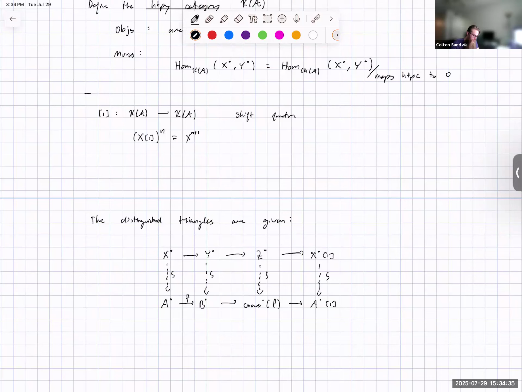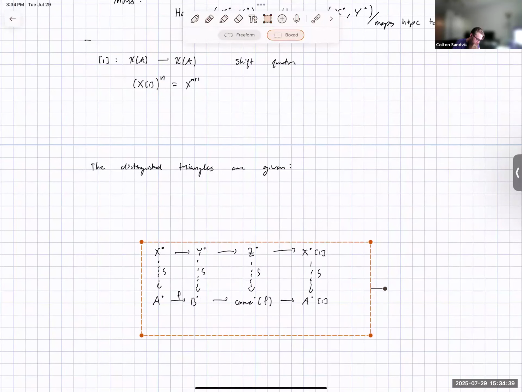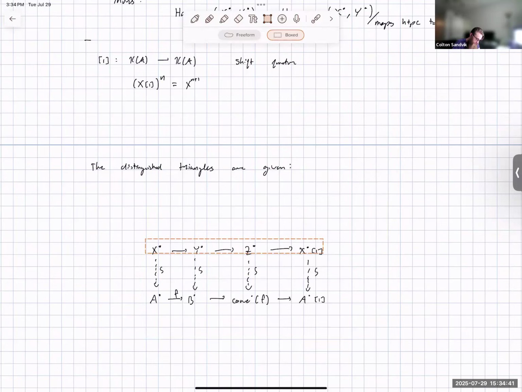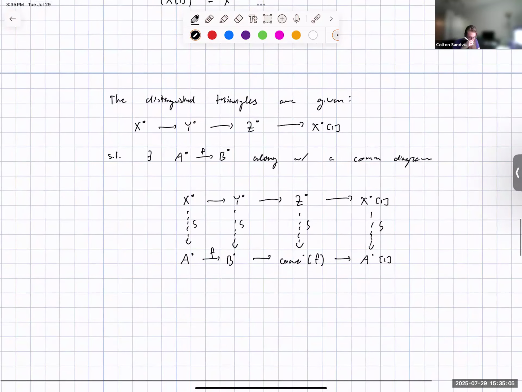Okay, so I think that wasn't maybe the best explanation, but the distinguished triangles are going to be diagrams of this form, such that there exists A to B along with a commutative diagram as below.